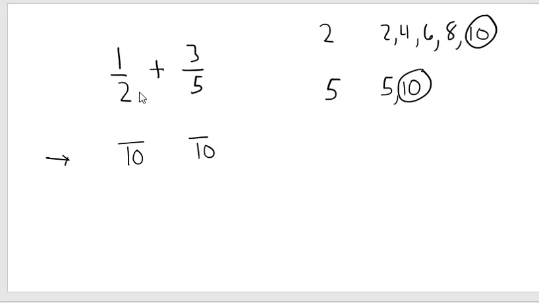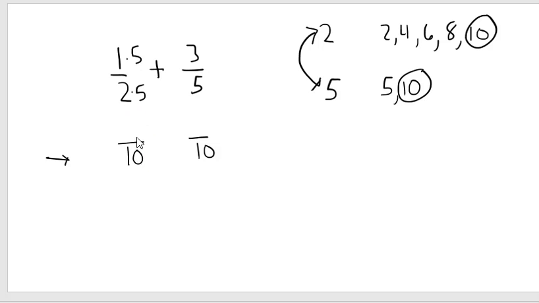Okay, now 2 and 5 can both divide into 10 evenly. Okay, and a way that you can find a common multiple is to multiply the 2 and the 5 together to give you 10. Okay, now once you find your common denominator, whatever you had to multiply the bottom by to get to 10, you also have to multiply the top by that same number.